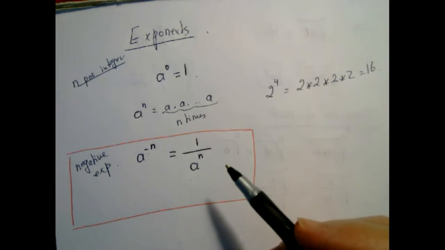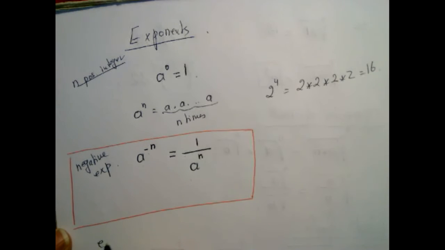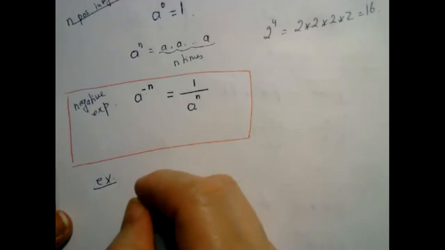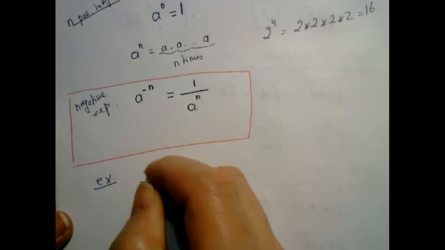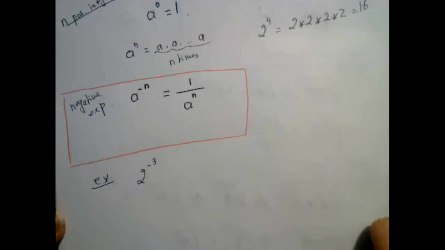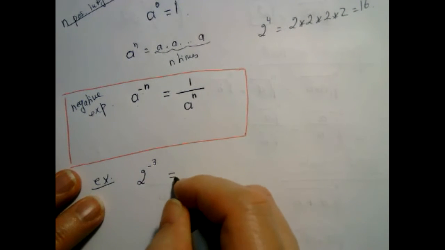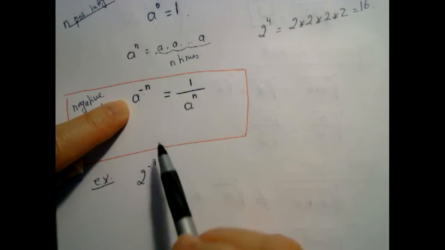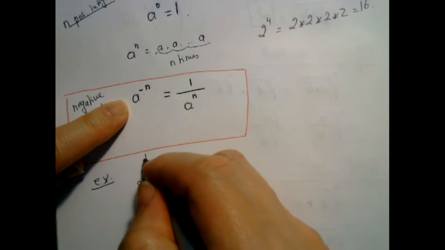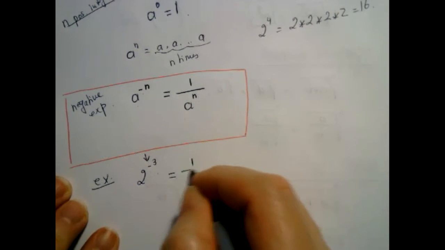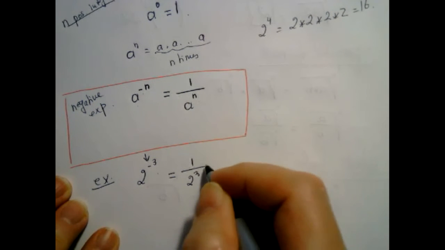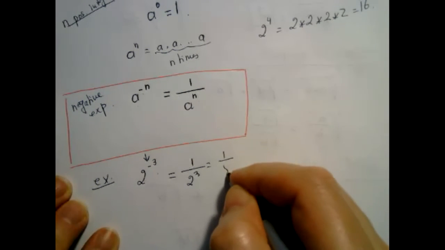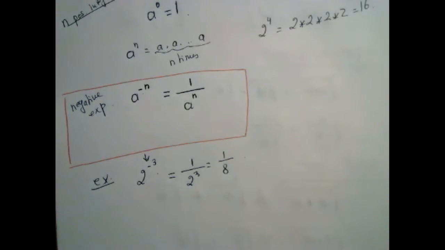So let us immediately practice this. For example, if you see in a book 2 to the minus 3, this is equal to what? According to that, 2 is the a, n is the 3, and that's a minus. It means 1 over 2 to the power 3, or 1 over 8 if you want.